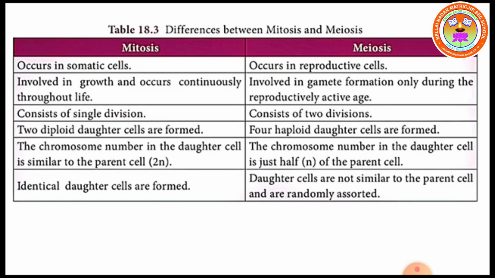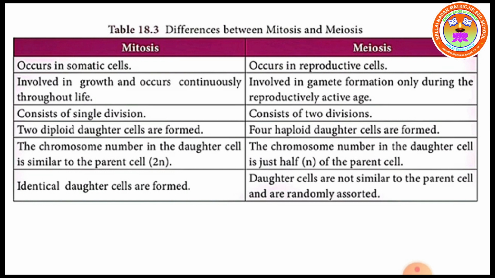Next, mitosis is a single division. Mitosis contains only a single division. That means one cell divides, and at the end of mitosis, it forms two cells. That's all. Meiosis consists of two divisions, meiosis 1 and meiosis 2.